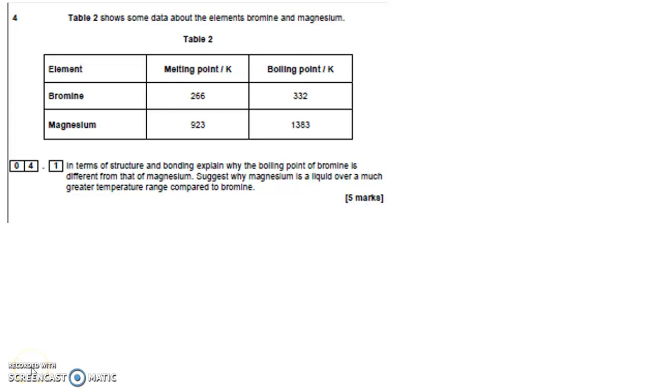Question 4, we've got some data about elements bromine and magnesium. We've got melting points and boiling points. Explain in terms of structure and bonding why the boiling point of bromine is different from that of magnesium.